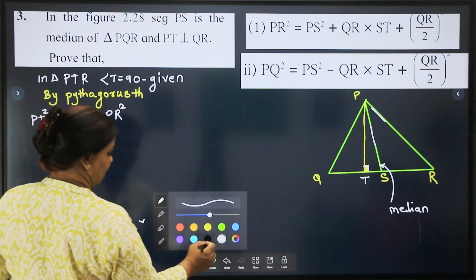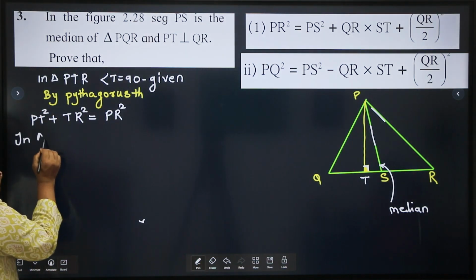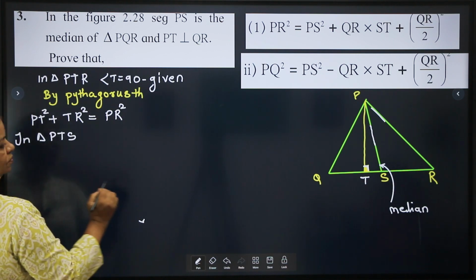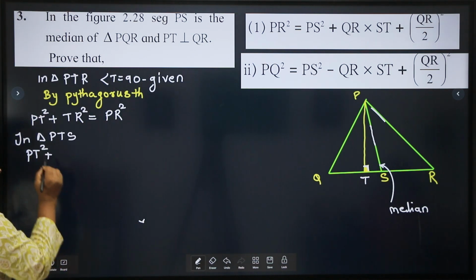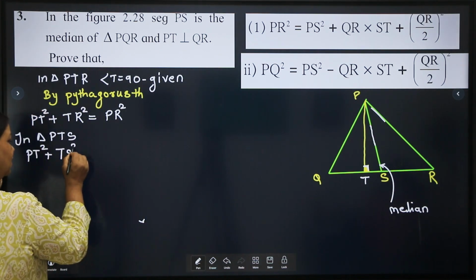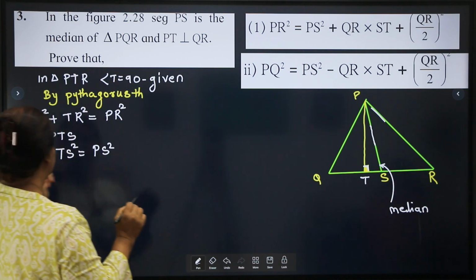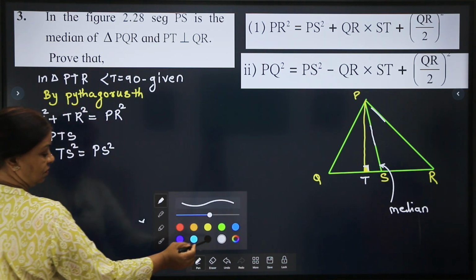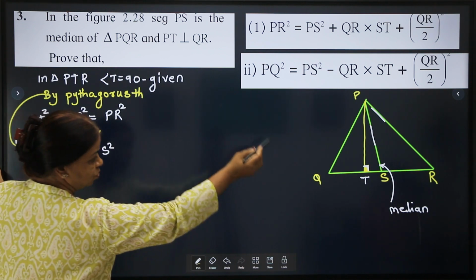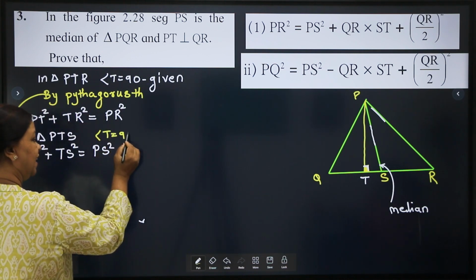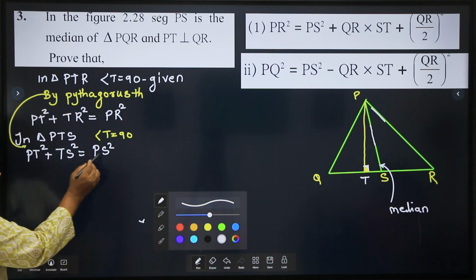So let's use in triangle PTS, PT square plus TS square is equal to PS square. Now in triangle PTS, why did I use this? Again by Pythagoras theorem. I need to write actually by Pythagoras theorem again. And what says that I can use Pythagoras theorem? Because angle T is equal to 90 degree. Okay? So, now I got PT square plus TS square is equal to PS square.